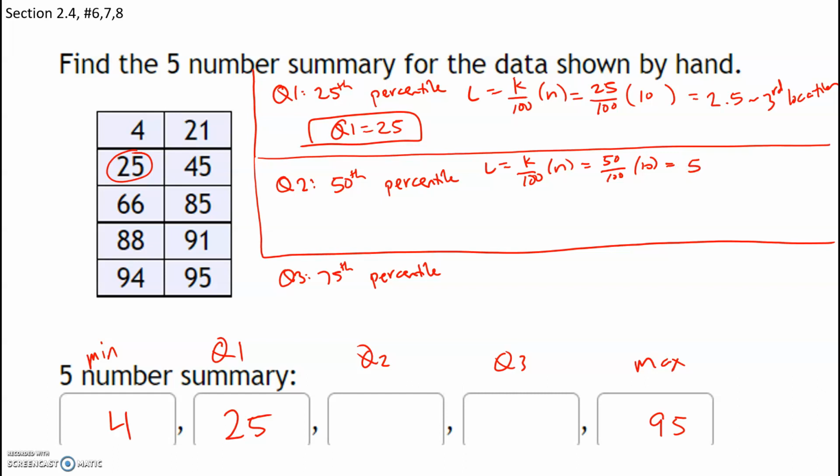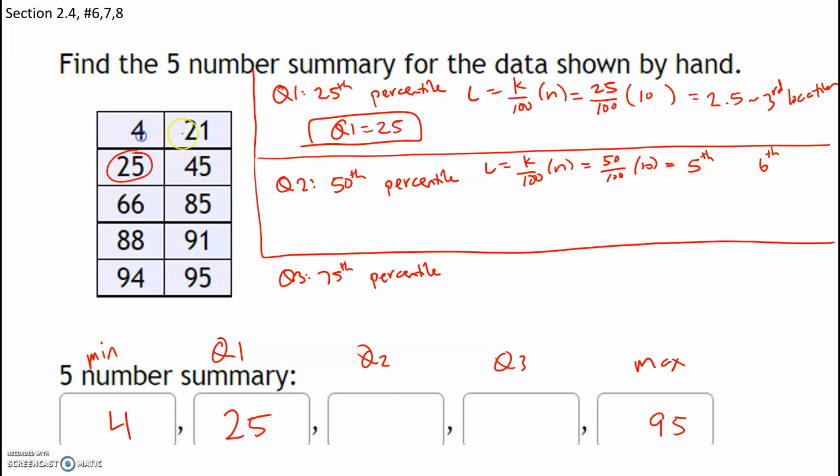Now, this is where we differentiate. If your locator index turns out to be a decimal from the formula, you always round up. But if your locator index turns out to be a whole number, then guess what? We have to take the average of the 5th location and the 6th location. So I'm looking for what's my 5th location, and what's my 6th location. And this happens anytime the locator index from the formula turns out to be a whole number.